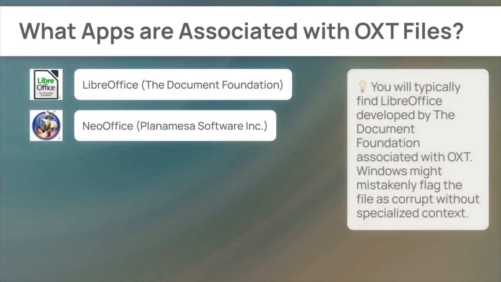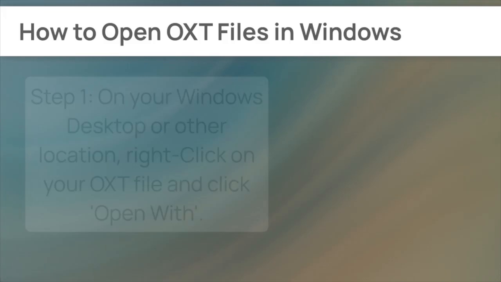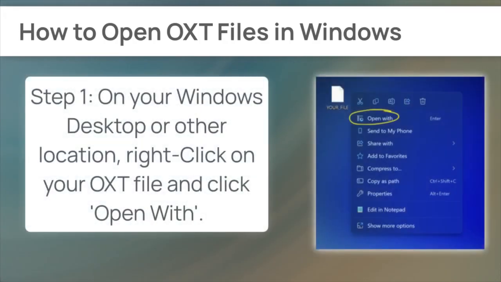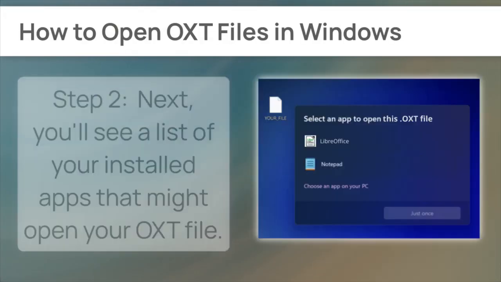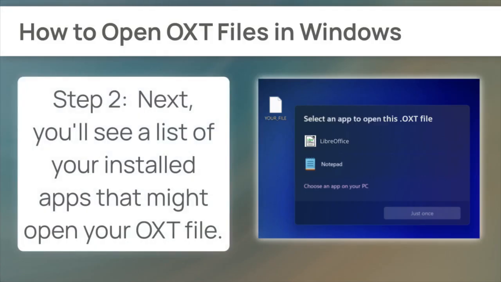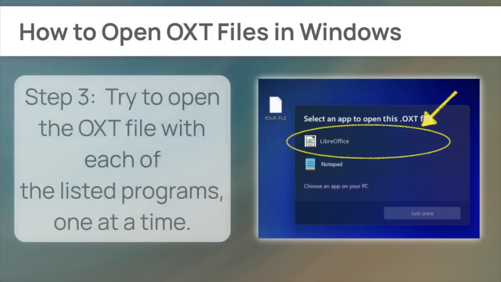Windows might mistakenly flag the file as corrupt without specialized context. Windows cannot show what they do, so they must be handled through supported applications. We'll initiate a comprehensive scan of potential openers. Right-click your OXT file and select Open With. Test LibreOffice if it appears. If it fails, select the next application.